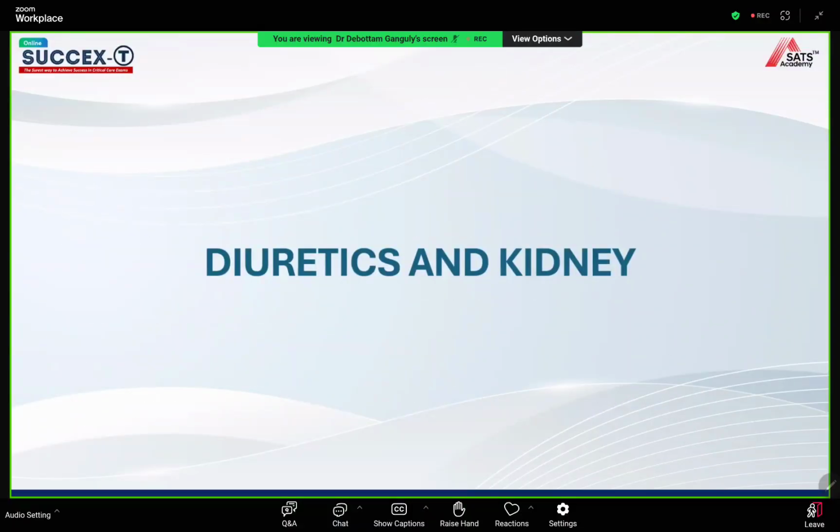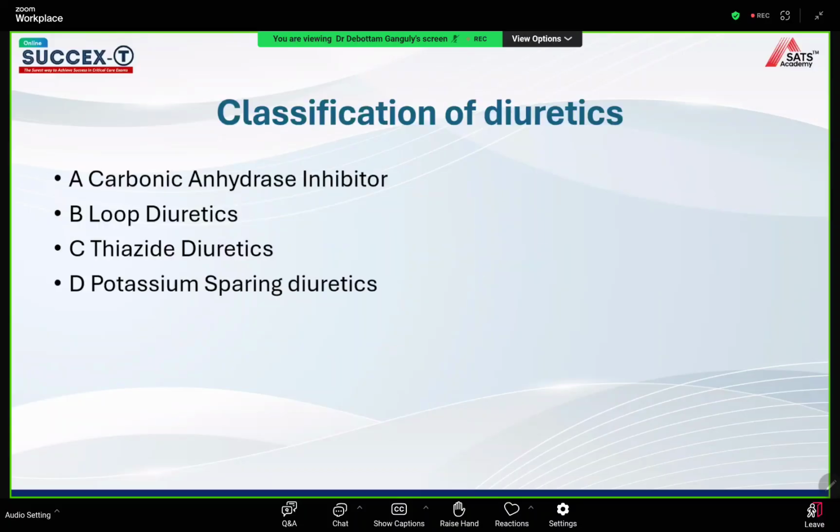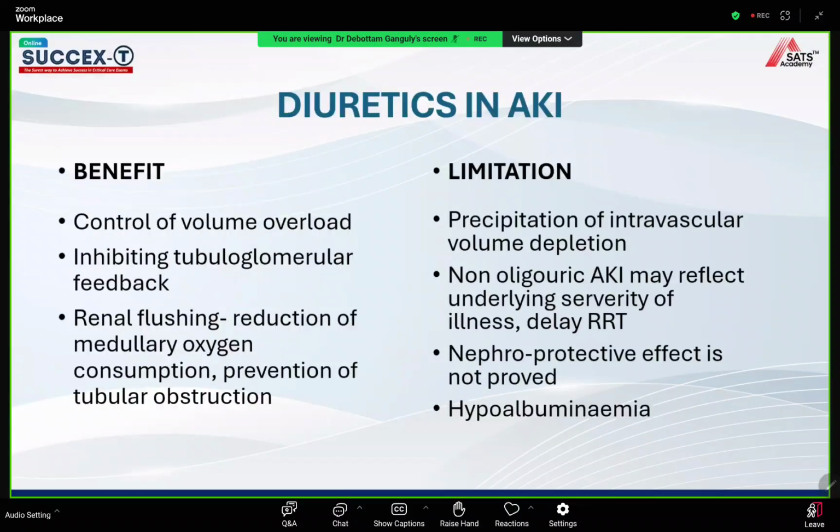So this is the last topic, diuretic and kidney. A little bit I will go through it. We know the classification of diuretics: carbonic anhydrase inhibitor, loop diuretic, thiazide diuretic, and potassium-sparing diuretic. So it can come as a short note, diuretic in AKI. What is the benefit of diuretic? What is the limitation? Benefits: control of volume overload.